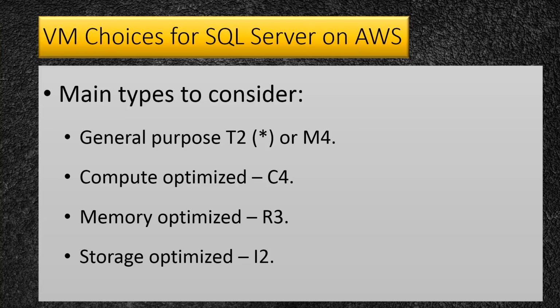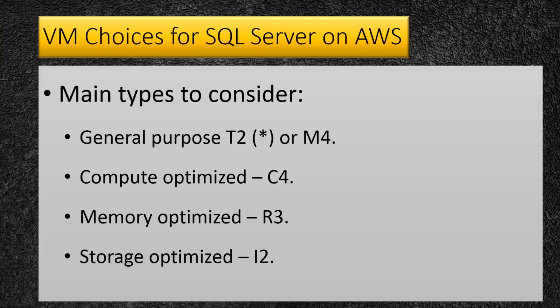So general purpose T2, which I'll cover in a separate slide, is not necessarily a high performance VM model, but it's interesting in how it works in that it's what they call a burst instance. It gives you a low price and a low base of CPU performance, but it's allowed to burst to higher CPU performance. That's why I put the star next to the T2, because it really behaves differently from all the other VM models. Then there's the M4. M4 is the regular non-burst general purpose model in AWS.